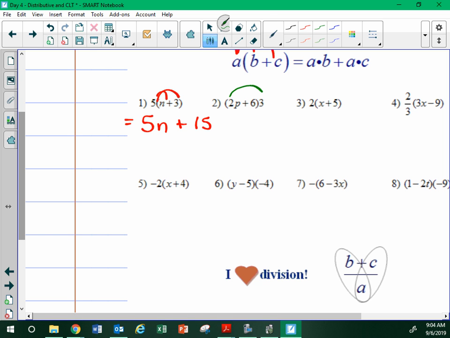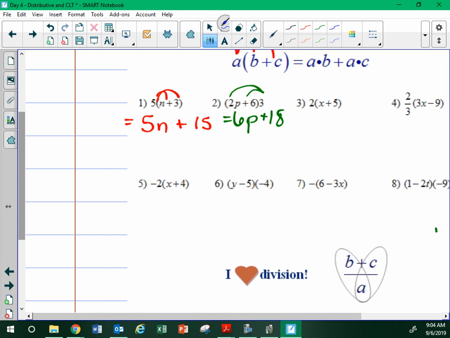Distribute to our first one, distribute to our second one. So 3 times 2p. What is 3 times 2? 6p. Good. We multiply the numbers together, and then we'll deal with multiplying letters together. Plus 18. Good. 3 times 6 is 18.